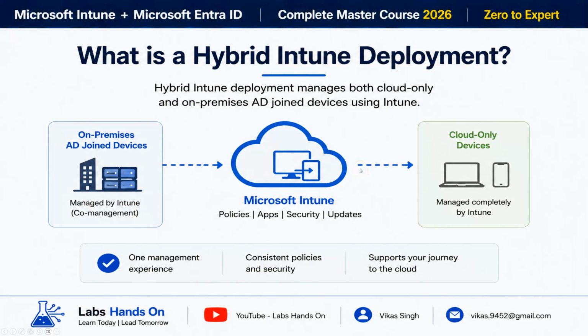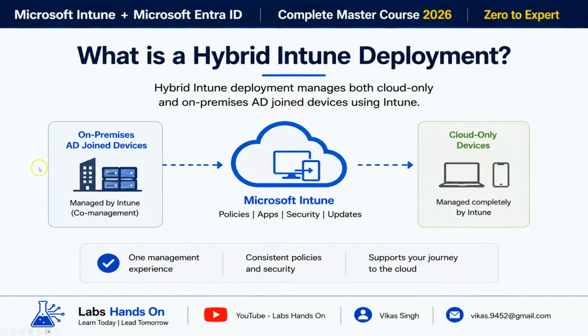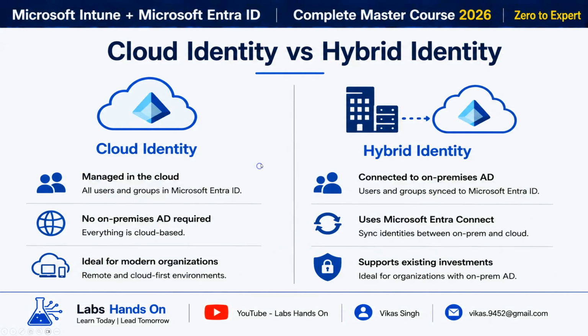So let's say you are planning a future migration to a cloud only Intune deployment, or to become a cloud only organization, then you should start with on-premises infrastructure. You should have a sync server where you sync your identity to Microsoft Entra ID, and then slowly you can migrate to the cloud only platform.